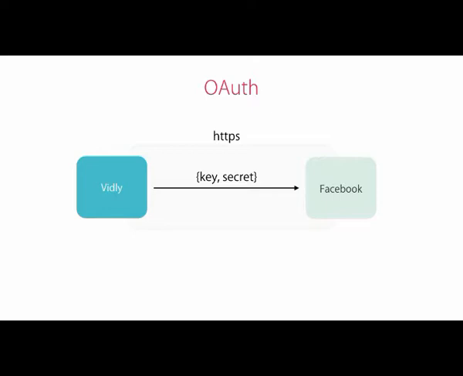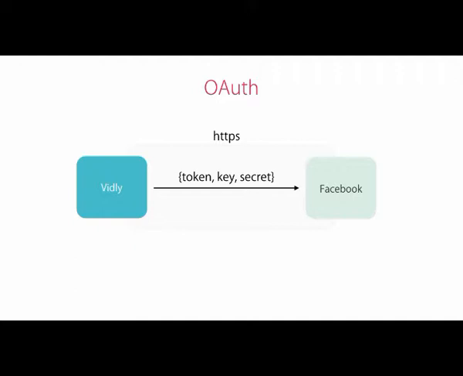Since we registered Vidly with Facebook at the beginning, Facebook knows the address of Vidly. So it will redirect John back to Vidly, and it will also pass an authorization token. This authorization token tells Vidly that Facebook could successfully authenticate this user. Now on Vidly, we get this authorization token and send it back to Facebook with our API key and secret. We do this because a hacker may send a random authorization token to Vidly, so we need to verify that it really came from Facebook.